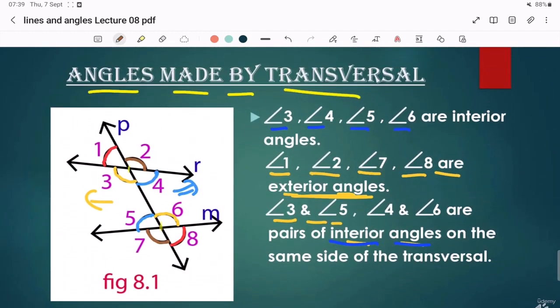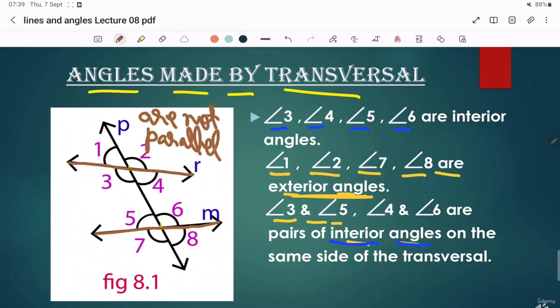So in this video we have seen different kinds of angles made by a transversal. Now just remember, these two lines, lines R and M, are not parallel. In the upcoming videos we will see what parallel lines are. Thanks for watching.